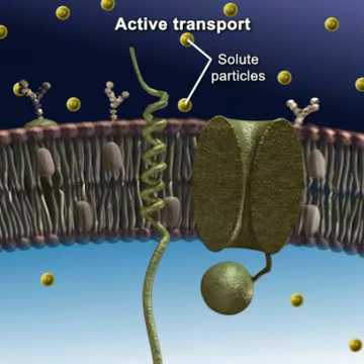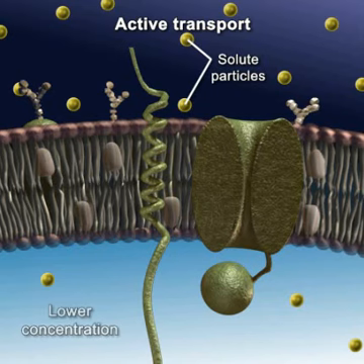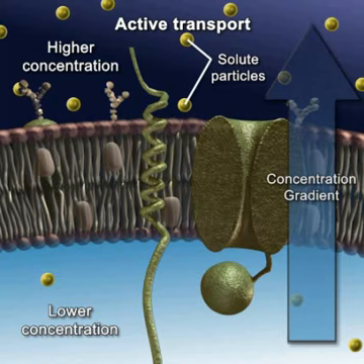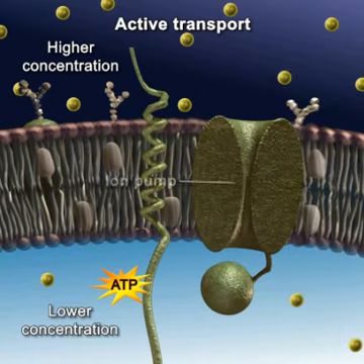Active transport is the uphill movement of a substance through a living cell membrane. In other words, this movement is from a lower to a higher concentration. The energy required for this movement up a concentration gradient is obtained from ATP.